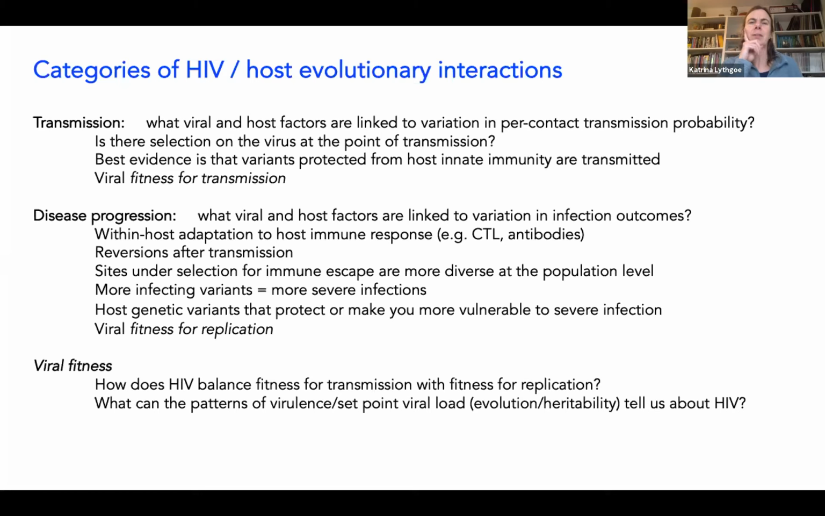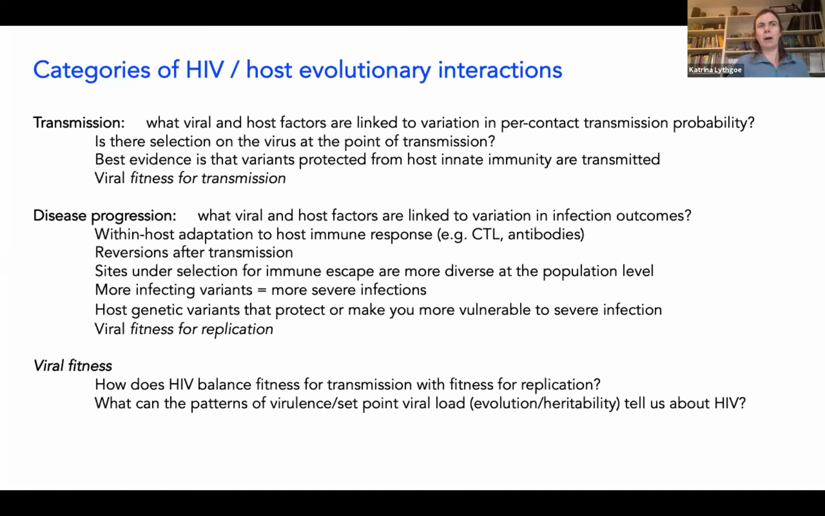So we can think about different categories of virus-host interactions, and what we're going to do is start thinking about transmission. What is it that makes a virus or a viral variant good at transmitting from individual to individual? Then we'll think about disease progression, and then we'll think about viral fitness at a bigger scale.